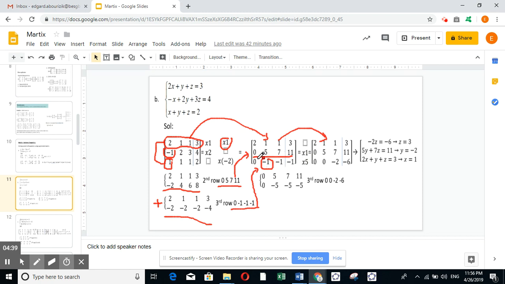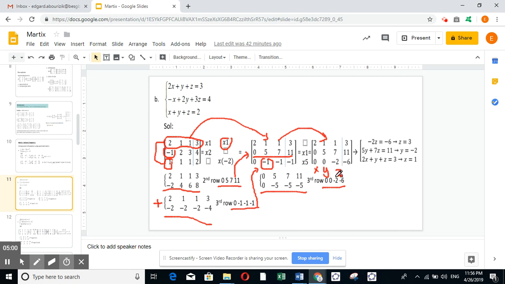So if you multiply here by 1, you have the second row as it is. By 5, 0, minus 5, minus 5, minus 5. If you add, you're going to get 0, 0, 2, and minus 6. So I copy it again. Now I have a triangular of 0. This is x, this is for y, and this is for z.